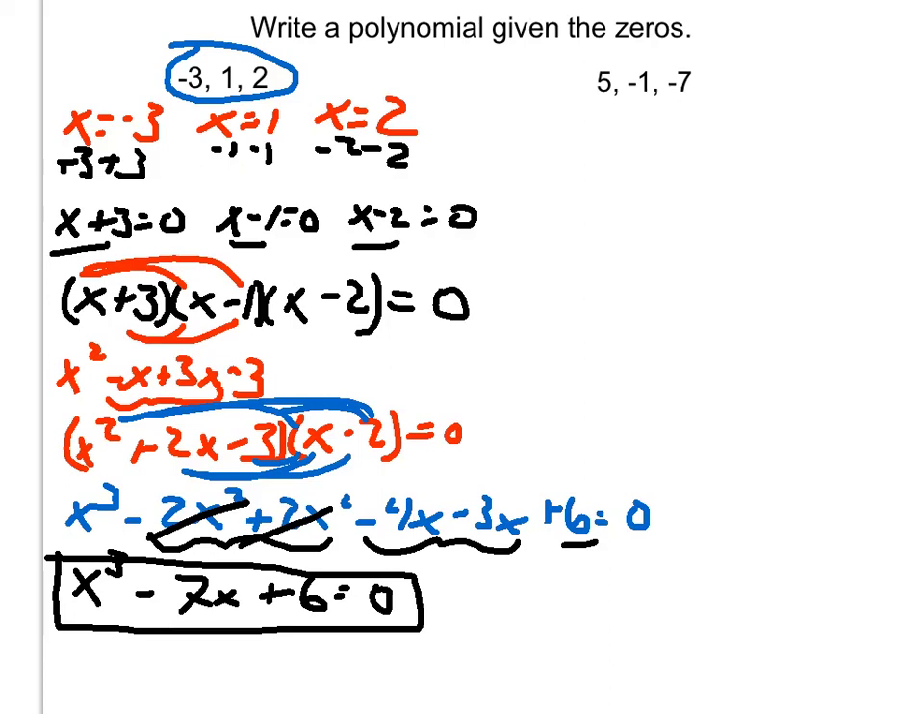So I want you to try this one on your own and see how you do. Your answer for it should be x cubed plus 3x squared minus 33x minus 35.